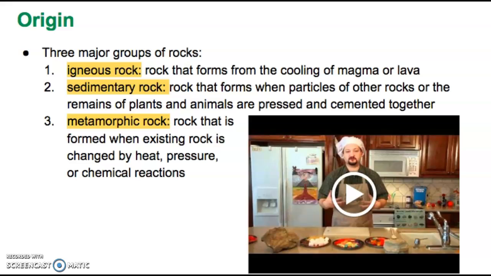The reason that geologists classify rocks is because they want to know the rock's origin. Remember, the origin is just how the rock formed. Based on how a rock formed, it gets put into one of three major groups. It's either going to be identified as an igneous rock, which is a rock that forms from cooling magma or lava. Obsidian would be an example of an igneous rock that cools quickly. Sedimentary rock forms when particles of other rocks, or the remains of plants and animals for that matter, are pressed and cemented together. They're pressed and stuck together so that they form one new piece. The examples of conglomerate and breccia on the slide about mineral shape are examples of sedimentary rock.